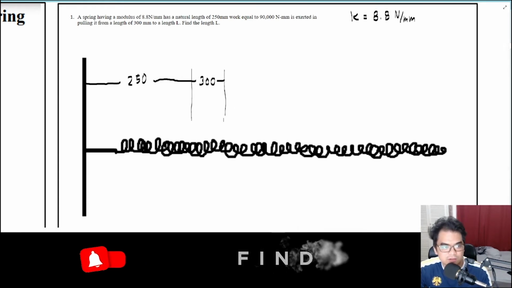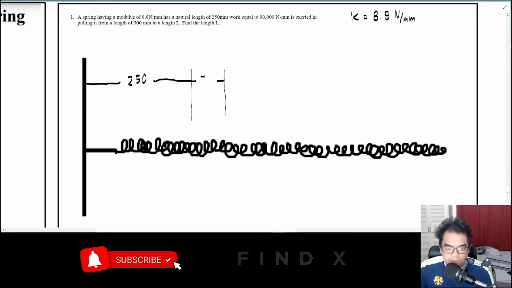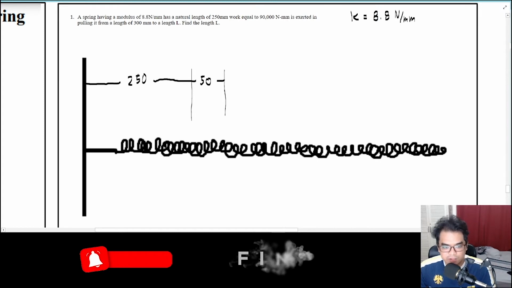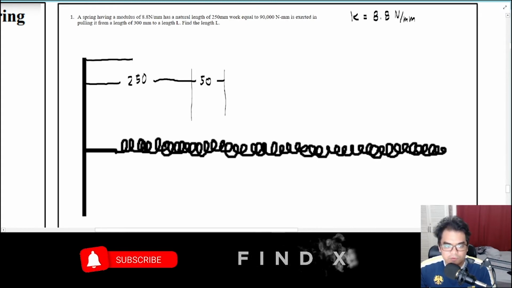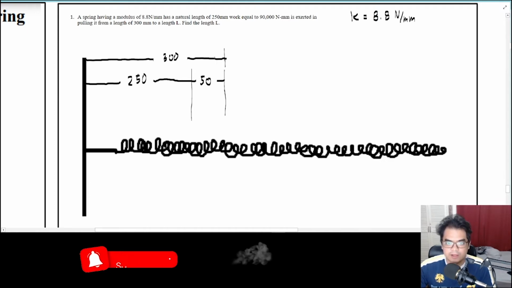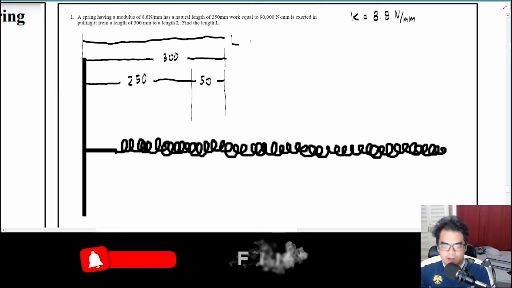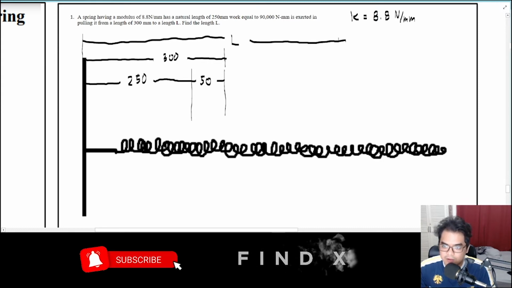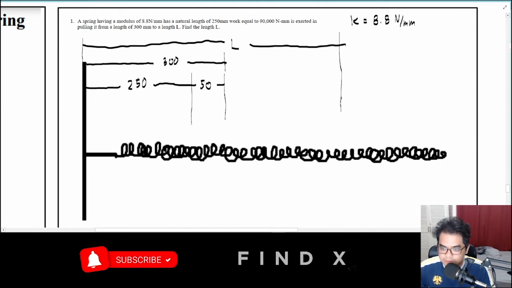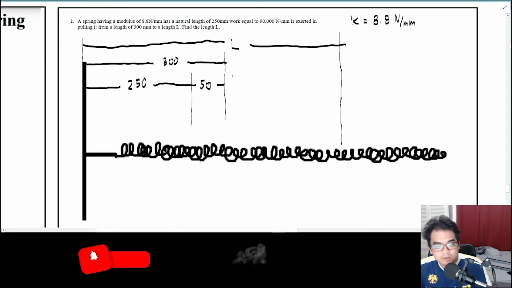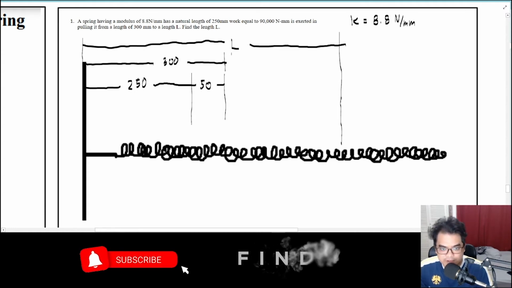No, this is not actually 300. This must be only 50. So that's 250, and then of course this will be 300. And then we have the length L. Extending this one, we have a length L, which we don't know. So we have to find the length L.